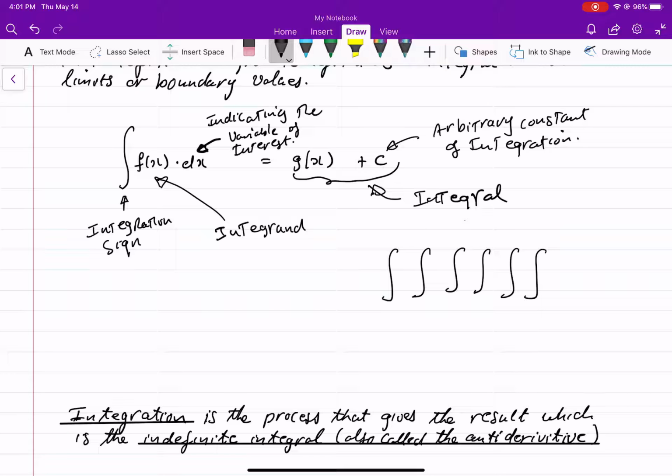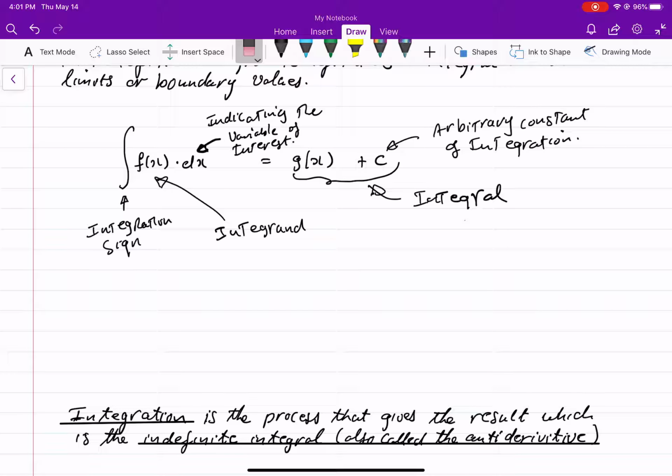It's like an elongated S. All right, so the integration sign tells me to perform the process of integration. I have to perform this process of integration on a function, f of x, and that's called my integrand. The tag along dx tells me the variable of interest. If I'm integrating a function of x, then I must tag along dx there. The entire result that I end up with, which is some other function g of x plus c, the entire function is called the integral. So when you integrate the integrand, you get a result called the integral.